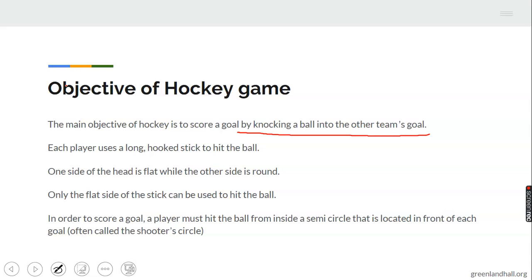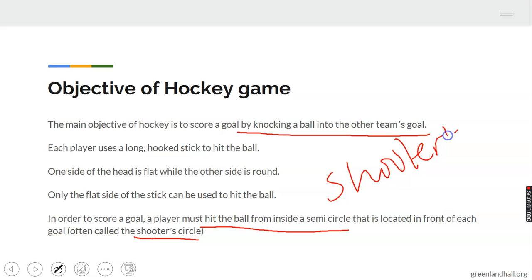In order to score a goal, a player must hit the ball from inside a semicircle that is located in front of each goal, often called the shooter's circle. It's called what? Shooter's circle. That is where they score a goal from. So before you can score a goal, you must locate yourself inside the semicircle in front of each goal, and then you score your goal. And that place is called the shooter's circle.